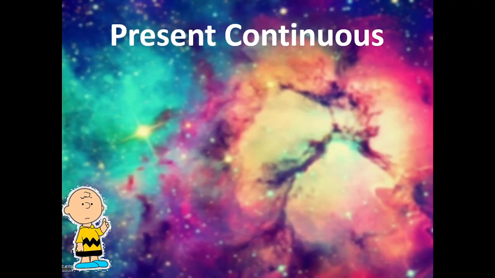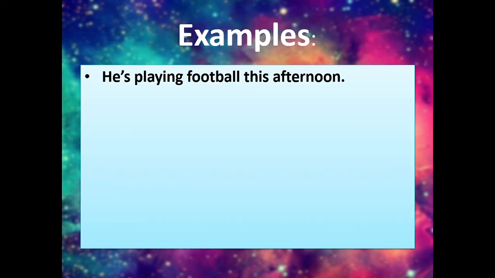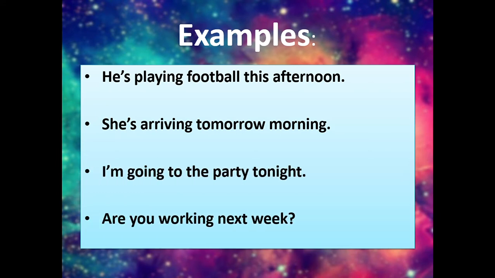Present continuous. We use present continuous to talk about things that we have arranged to do in the future. We know exactly when they are going to happen. It is used for the near future. For example, he's playing football this afternoon. She's arriving tomorrow morning. I'm going to the party tonight. Are you working next week?